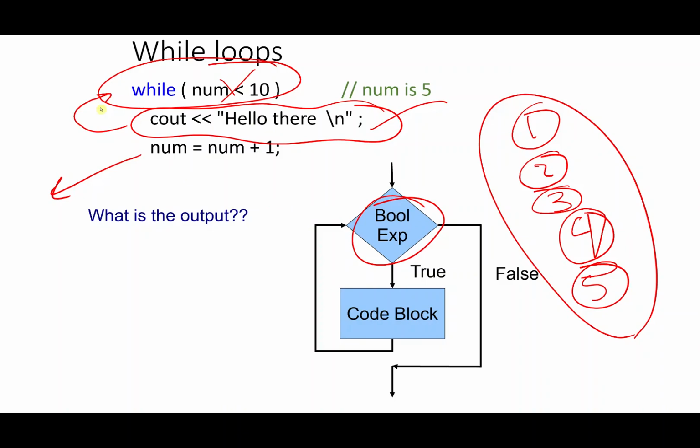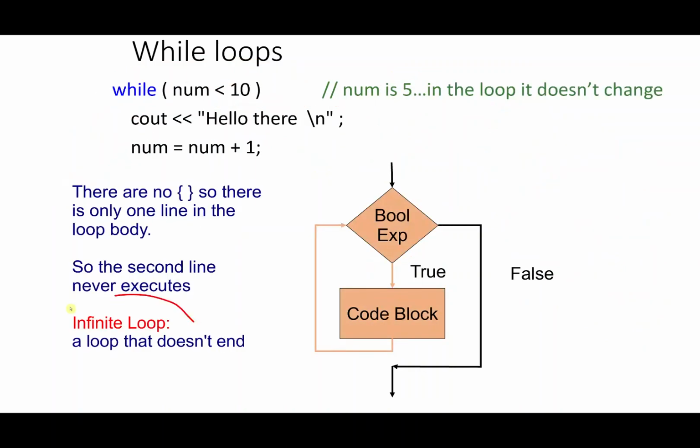So, is num less than 10? Yes, because it's 5. 5 less than 10. 5 less than 10. Keep printing hello world. So this is called an infinite loop. An infinite loop is a loop that does not end. You need to shut down your program because you cannot end it in any other way.